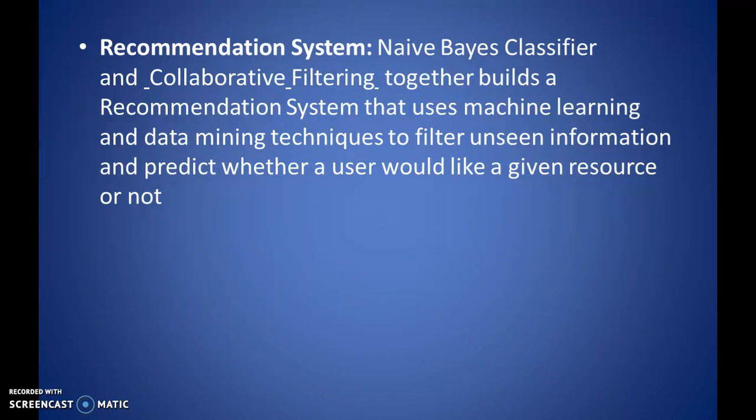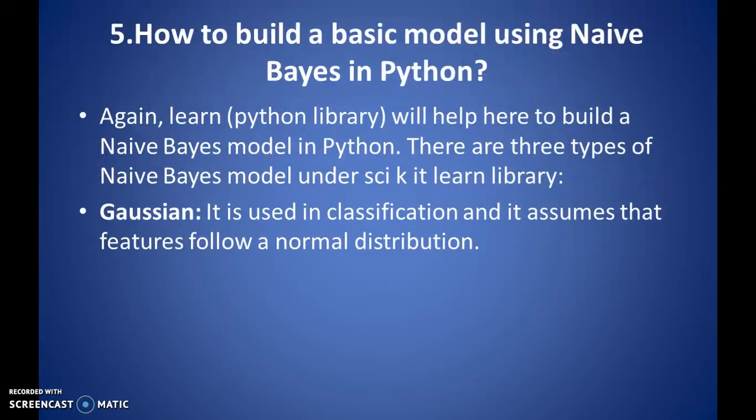In recommendation systems, the naive-Bayes classifier and collaborative filtering together build a recommendation system that uses machine learning and data mining techniques to filter unseen information and predict whether a user would like a given resource or not.